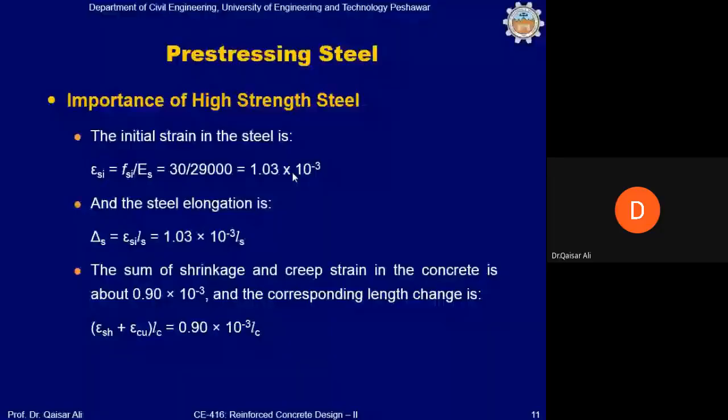By this amount, 1.03 times 10 to the power minus 3, there will be a 30 ksi stress present in the steel. Now, when concrete is poured and steel is cut after concrete gains its full strength, the steel will tend to regain its original length, okay, almost equal to the strain that we have produced before the pouring of concrete.